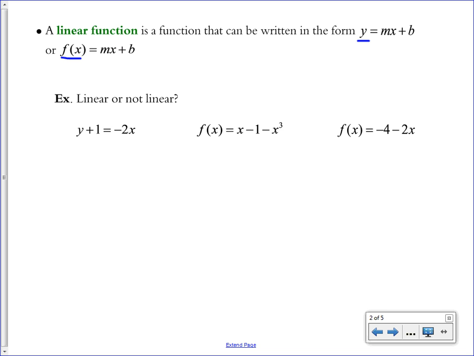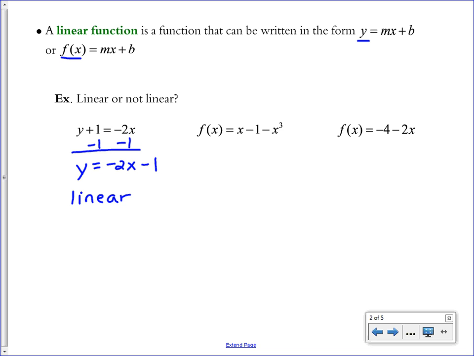And you'll be asked to identify whether the function you're given is linear or not linear just by looking at it. So this first one, y plus 1 equals negative 2x, I can see that it's going to be linear. I'm going to rearrange it on paper to put it in the correct order, y equals negative 2x minus 1. So you can see it's now in the correct order, y equals mx plus b, and this is a linear function. The m is negative 2 and the b is negative 1.